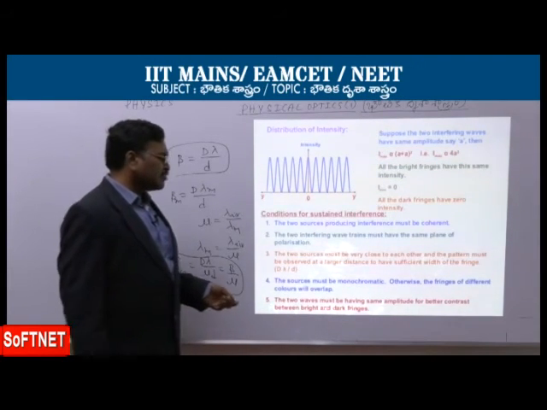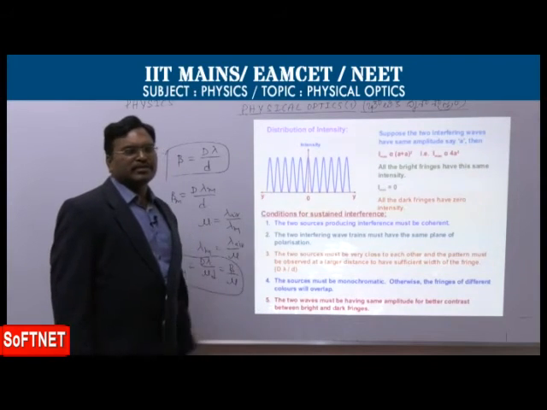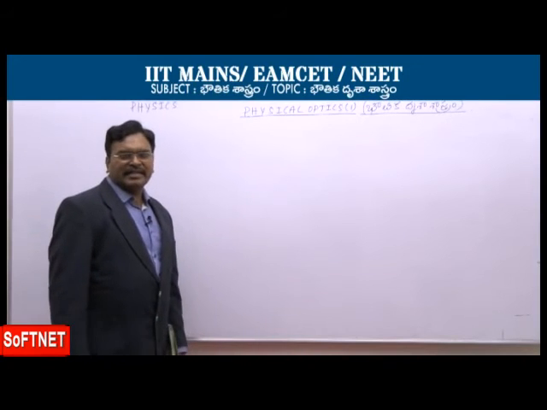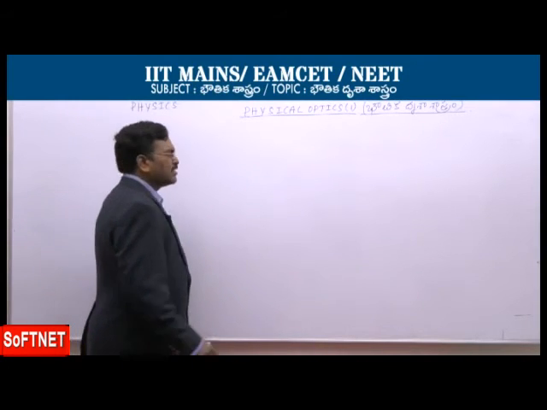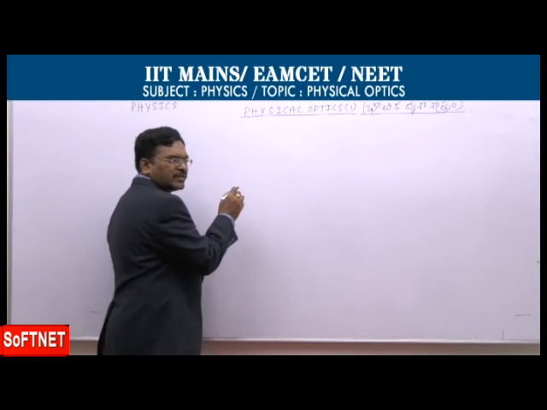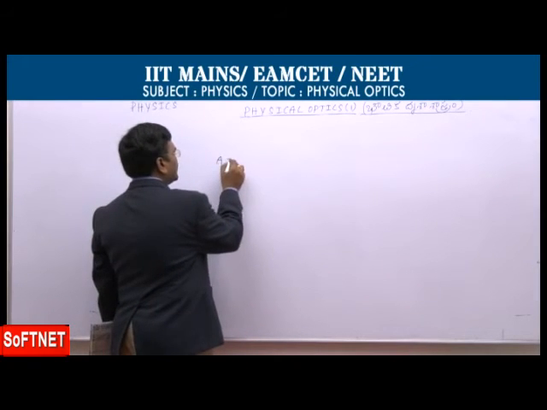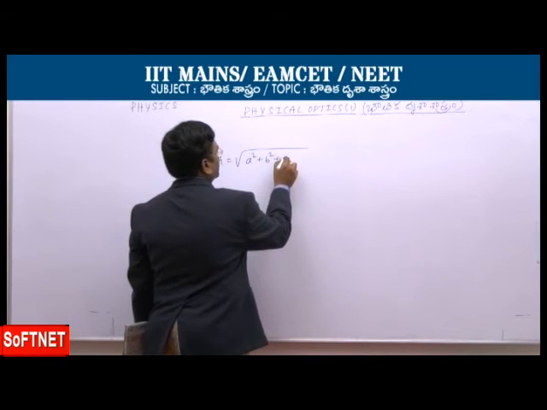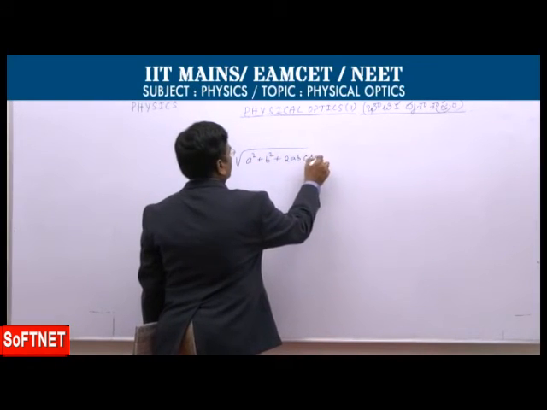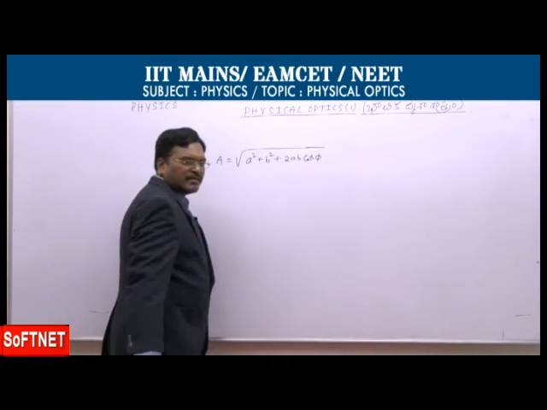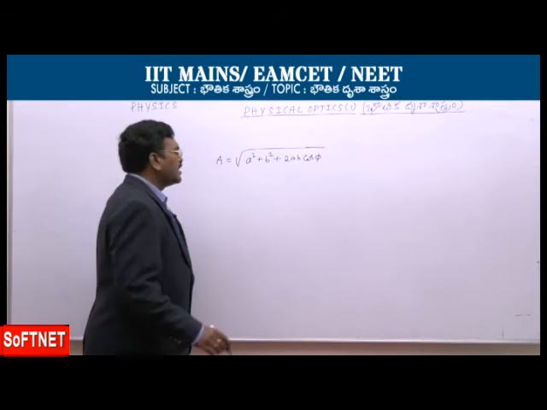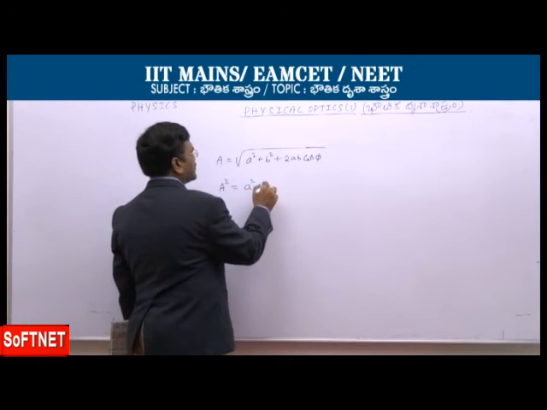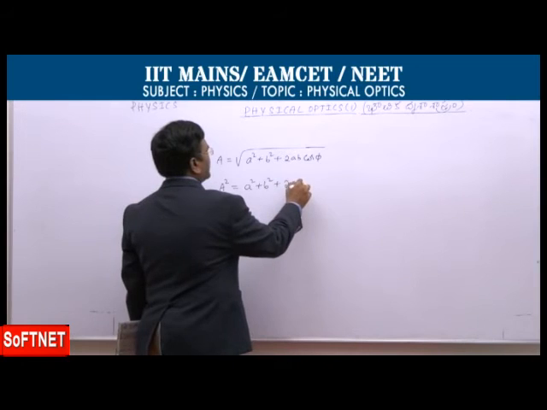So what do we take now? The two waves must have the same amplitude. Here we already calculated the resultant amplitude. How much did we get? A is equal to the square root of a squared plus b squared plus 2ab cos phi. What is phi? The phase difference. So A squared is equal to a squared plus b squared plus 2ab cos phi.